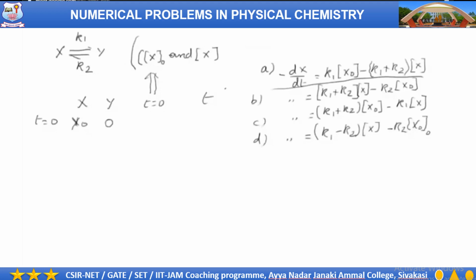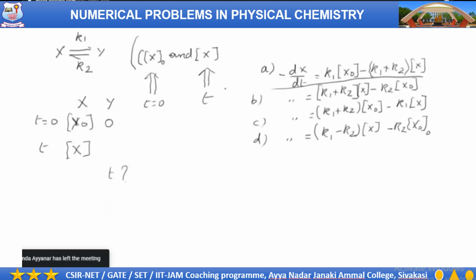It is zero. And next, another is given. At time t, what is the concentration of X? It is given as x. Therefore, what is the amount of Y at t? That is the question. Can anybody tell the value of Y at t? x naught minus x. This is the concentration of Y.